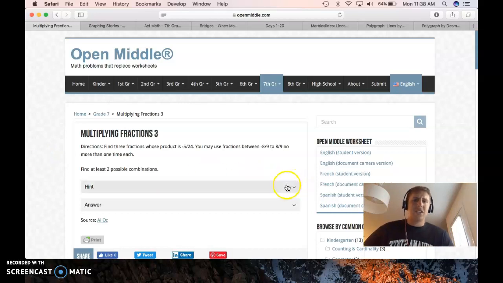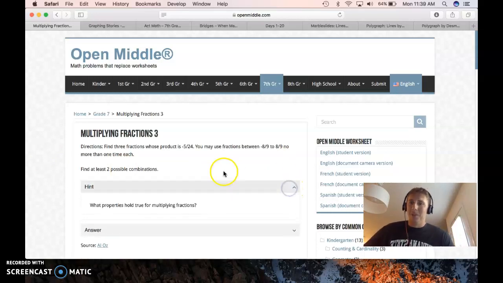And if your whole class is struggling and they can't find a solution and you feel bad for them, which I don't do this, but if you do feel bad for them, there are hints, but they're not really that good of hints anyway, so it doesn't make a huge difference.